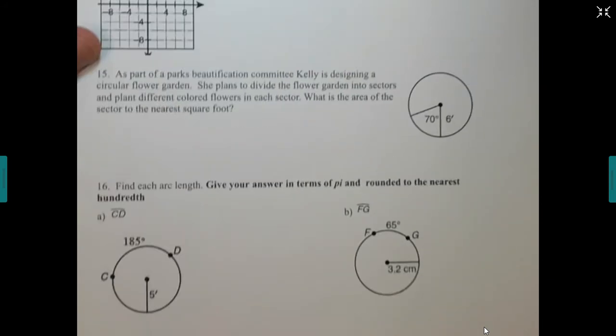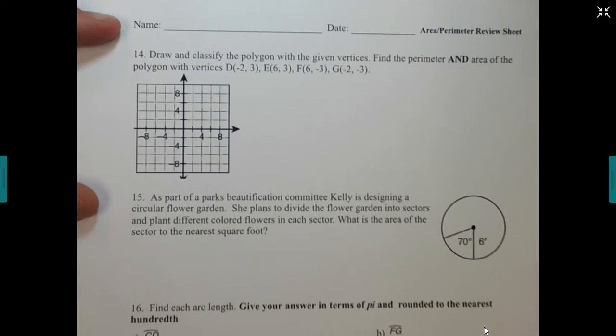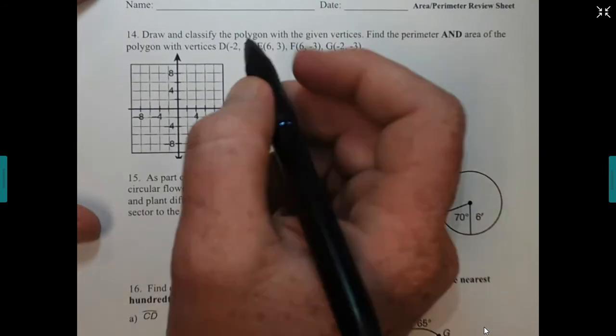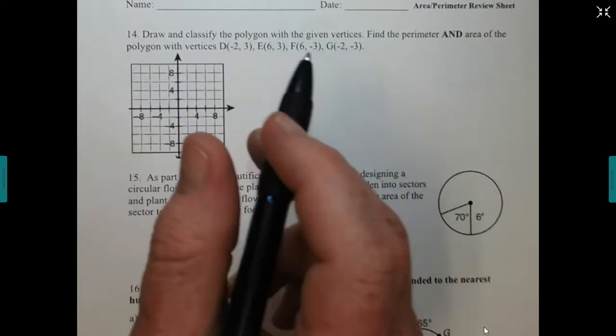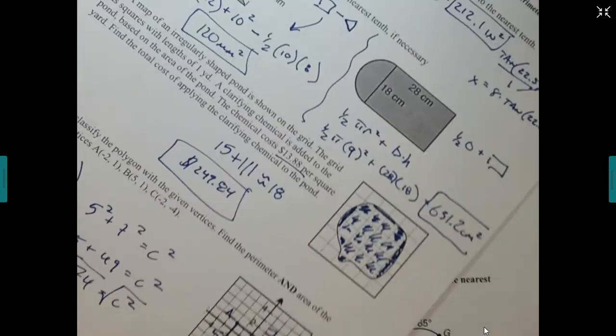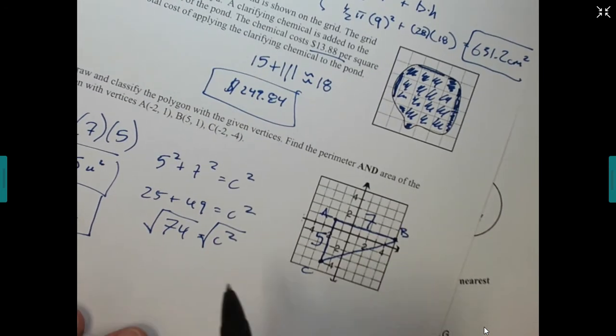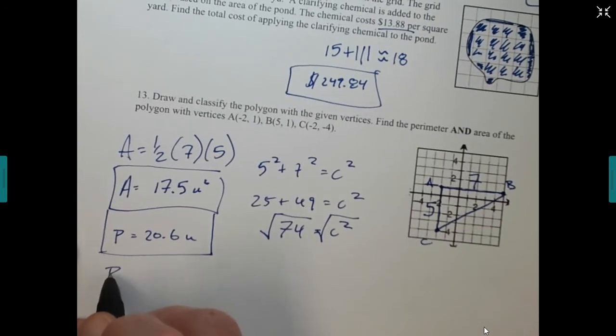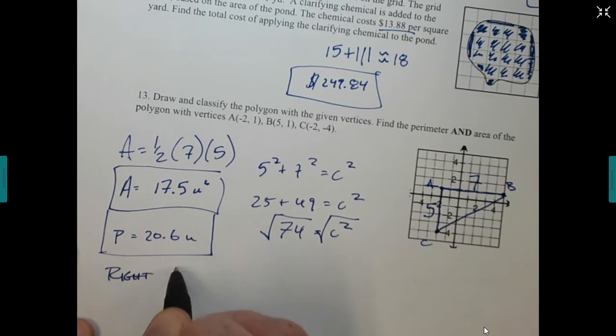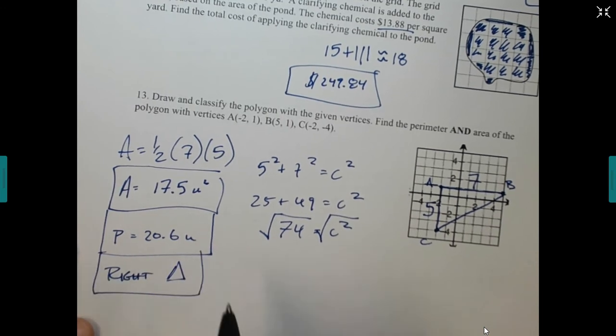2 pages left. They want me to do it again. Draw and classify. Oh, I didn't classify that. The classification of this was a right triangle.